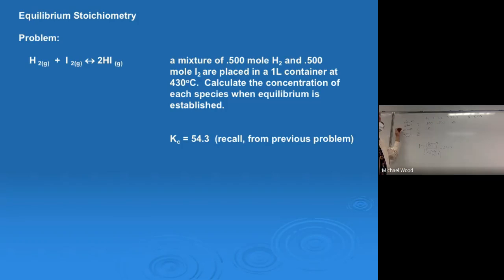In the C row, and the C is probably the key part of these ICE tables, on the left side, you subtract because you're using, you're consuming these. And since this is 1-to-1, if this was X, this would be X too. So I have 0.500 minus X, 0.500 minus X. Okay, now on the right side, in the C row, we're going to be producing. We're making the product, so its amount's going to go up. But this is where we want to look at the mole ratio. If this was X, and this was X, and it was 1-to-1, and this is 2, what should go here?